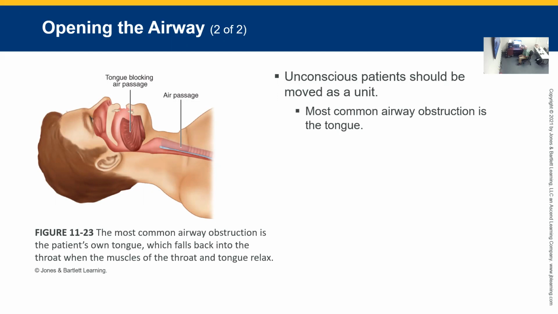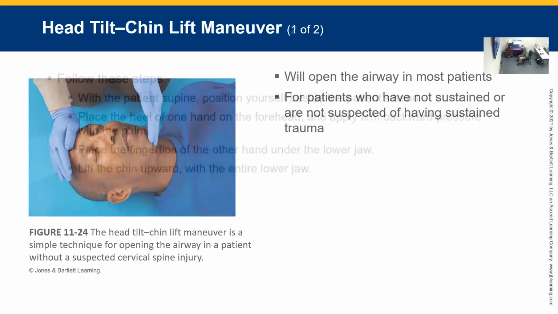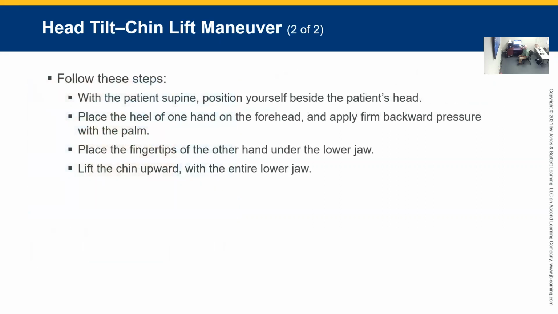So anyway, you want to move them as a unit. And here's a pretty good example of the head tilt, chin lift. One hand on the forehead, and then your fingers on the chin, and you want to lift the head backward. That's what you want to do. So be careful. Now, if they've been involved in trauma and there's an actual neck injury, then you don't want to do this because you can aggravate the neck injury. So we will work on this next week.